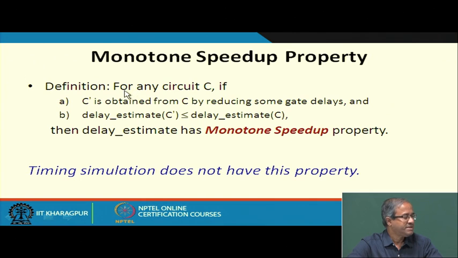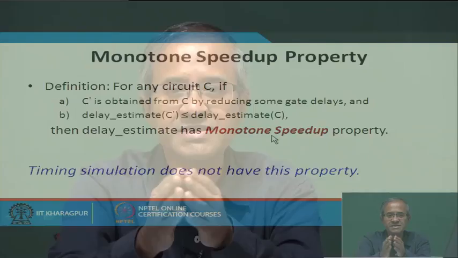This says that if you are given a circuit C, then we can get a circuit C dash by reducing some gate delays, and in the process the delay estimate should also be reduced or at least be equal, not go up. There is a monotonicity. So, if you reduce some of the gate delays, your total delay estimate of the circuit should not increase. This is the condition which is mentioned. If this property is satisfied, you can say that your algorithm satisfies the monotonicity property.